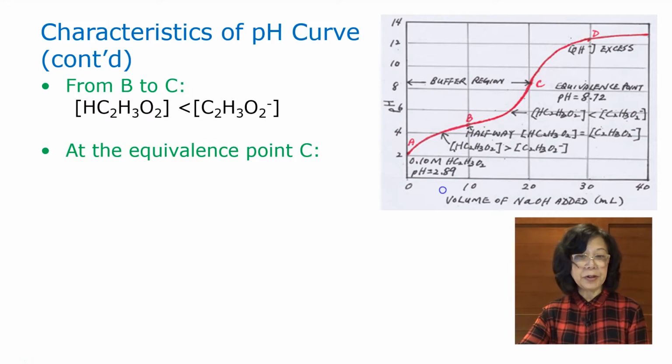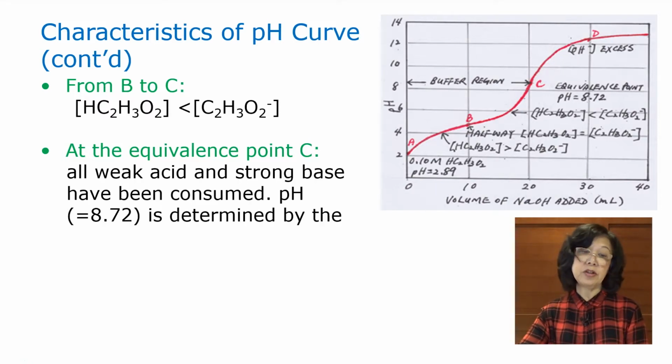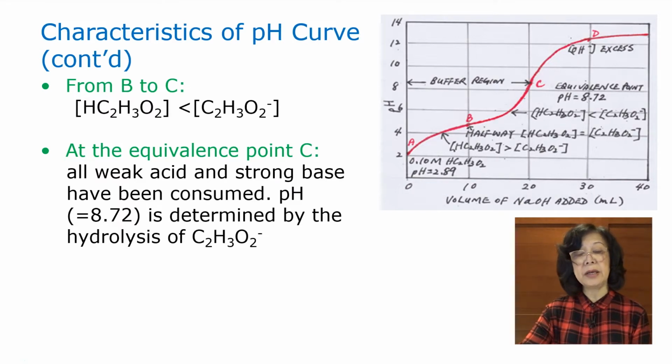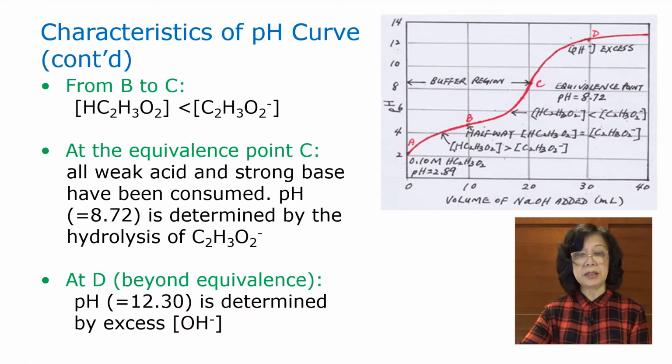At the equivalence point, all the weak acid and strong base have been consumed. pH is determined by the hydrolysis of the A- ion, which is 8.72. At point D, beyond equivalence, pH is 12.3, determined by the excess of hydroxide ion.